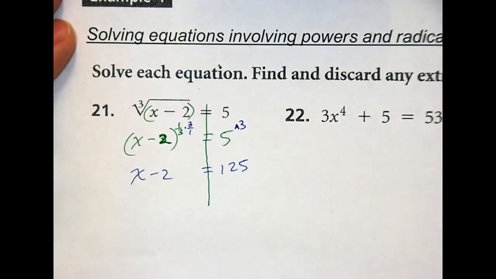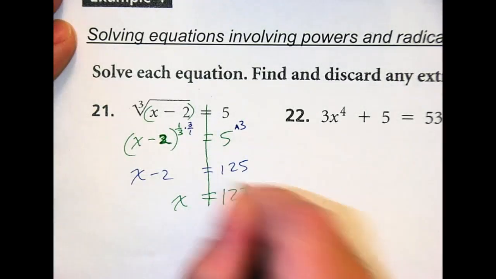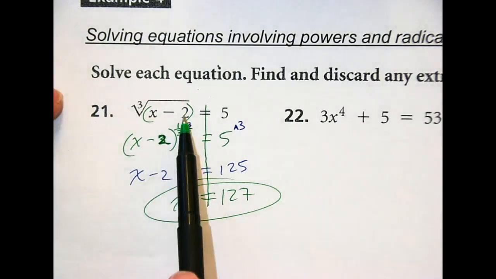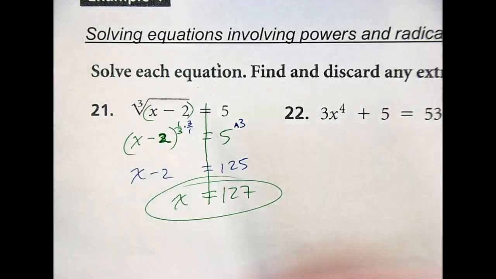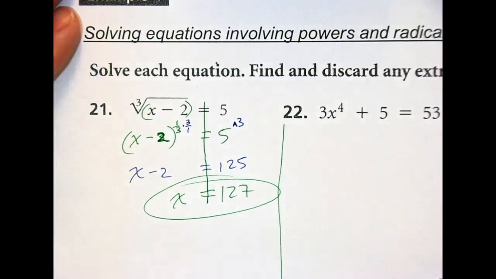Now we made it that far? Add 2, we get x equals 127. Now we get one answer. You should still check it. I mean, 127 minus 2 is 125. The cubed root of that is 5, so we're good. Okay. No extraneous there.